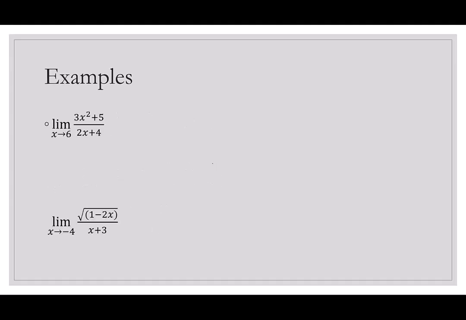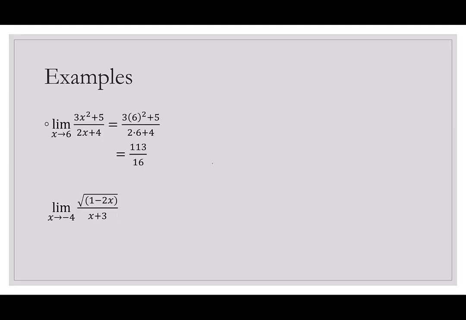2 more. The limit as x goes to 6 of 3x squared plus 5 over 2x plus 4. First spot should be, let's plug in 6. Plugging in 6 is good. It's not going to give me 0. Just going to get some numbers. So I'm going to grab my calculator, do 3 times 6 squared plus 5 over 2 times 6 plus 4. I end up with 113 over 16. That does not reduce, so I say, well, that's my answer.